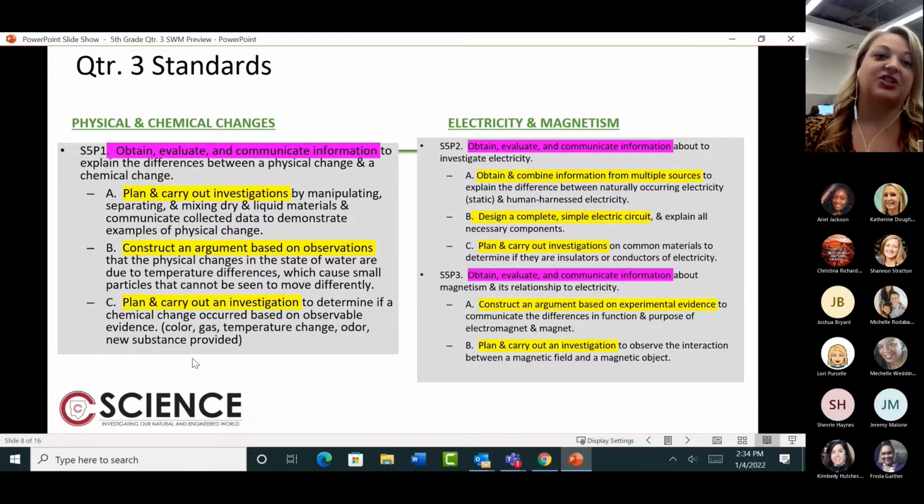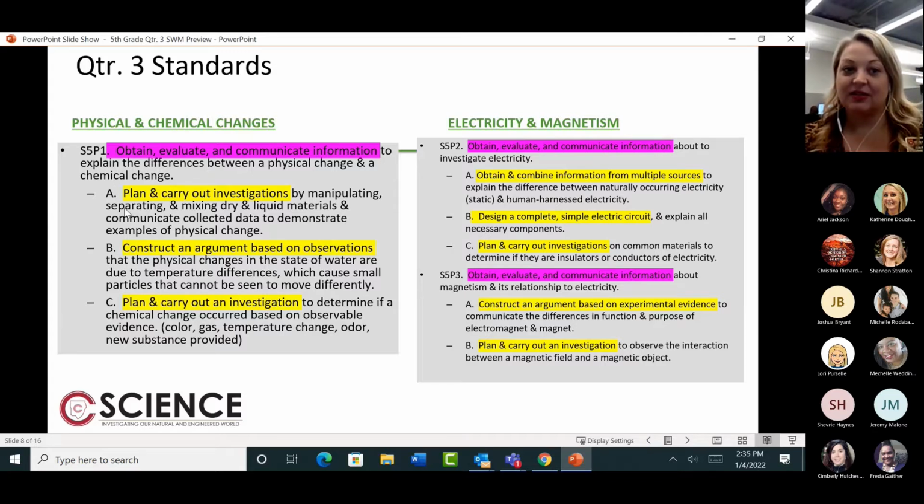For physical and chemical changes, our overarching priority standard is obtain, evaluate, and communicate information to explain the differences between a physical change and a chemical change. So we know that our SEP, obtain, evaluate, and communicate information, is embedded within this. And then we have our 3 elements that has the science and engineering practices embedded within it. And then we're going to unpack these and see exactly what we're asking our students to be able to do. So we want them to be able to explain the differences between a physical change and a chemical change. How are they going to do that?